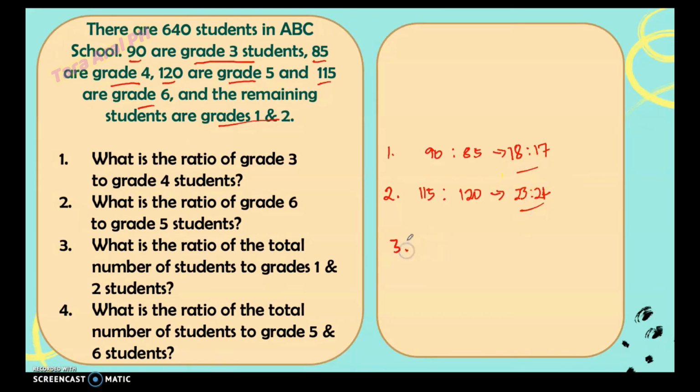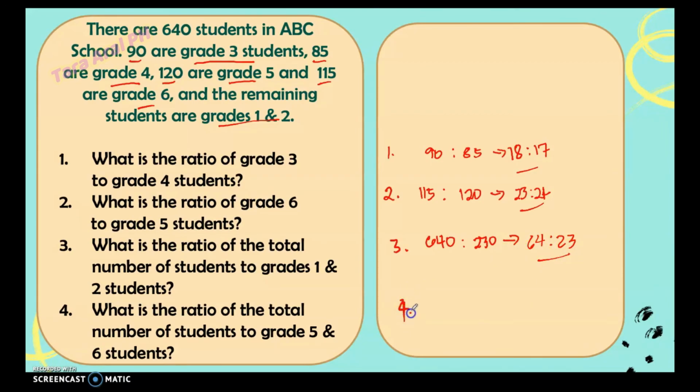Next, what is the ratio of the total number of students to grades 1 and 2 students? So we need to combine the grade 1 and 2 students, then compare it to the total number of students. The total number is 640 is to the grades 1 and 2 students. We need to add the grade 3, 4, 5, and 6, which is 410. We subtract it from 640, the remaining students is 230. And when we simplify, the answer is 64 is to 23.